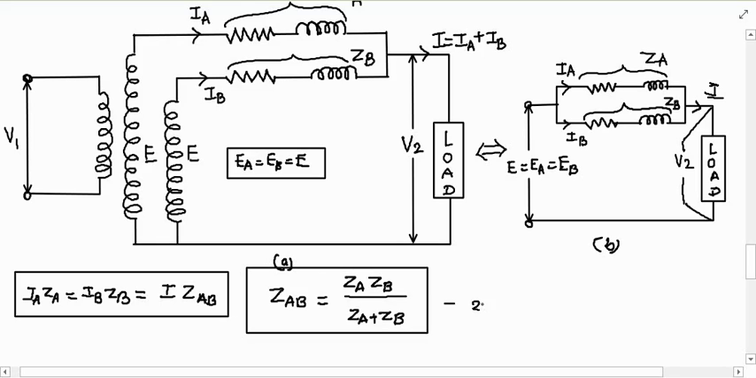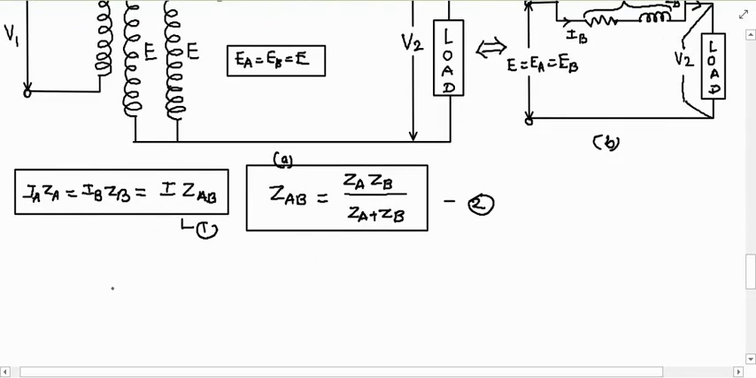Okay, this is your equation number 2. This will be your equation number 1. From equation 1, what will we get? From equation 1, I will get IA ZA equals I into ZAB. Therefore, I can write down my IA will be equal to I into ZAB divided by ZA.